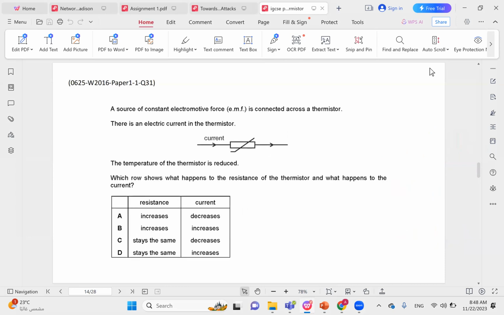A source of constant EMF is connected. There is an electric current. The temperature is reduced, which shows what happens to the resistance and what happens to the current. So here we start with temperature, right? So temperature decreases. What does this imply? We said that the resistance is the inverse of temperature. So the resistance increases. And current is the inverse of resistance. So the current decreases. So the correct choice here would be choice A.